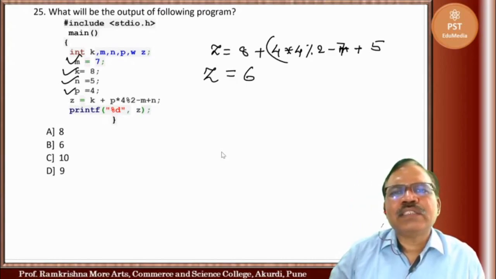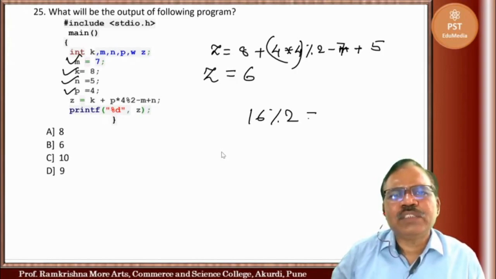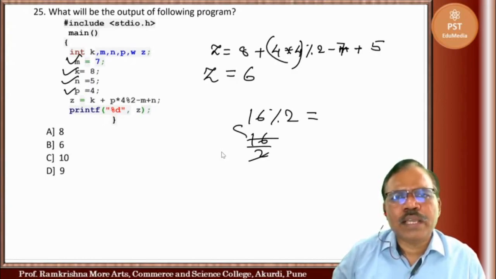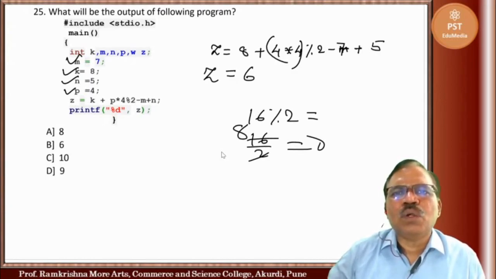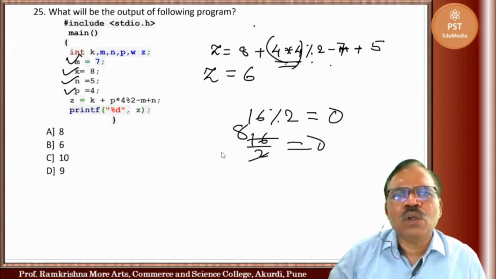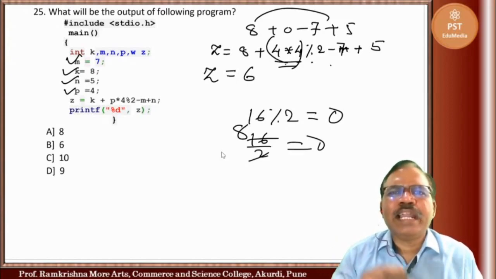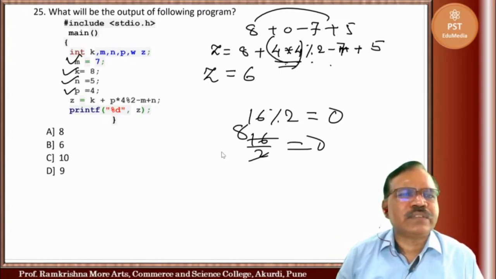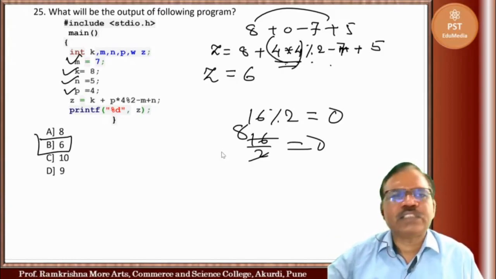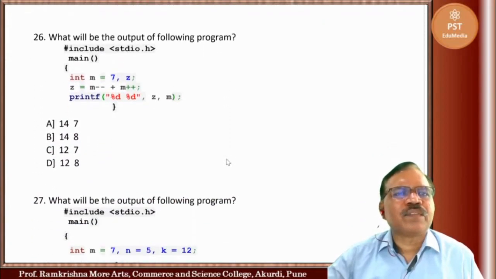It is 6 because this one is evaluated first. 4 star 4, that is 16. 16 percent 2 means what? Remainder. So we know 16 by 2 is 8, remainder is 0. So first this one is performed, then this one. So it is 0. So 8 plus 0 minus 7 plus 5. So what happens in plus minus? We take left to right, so 8 minus 7 plus 5. So it's 6. It is 6.